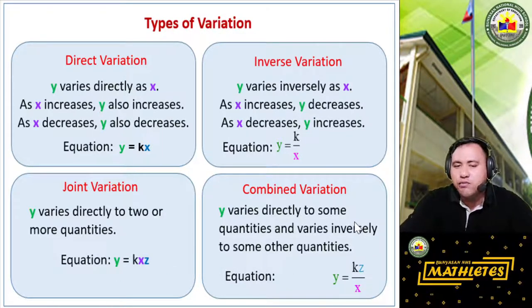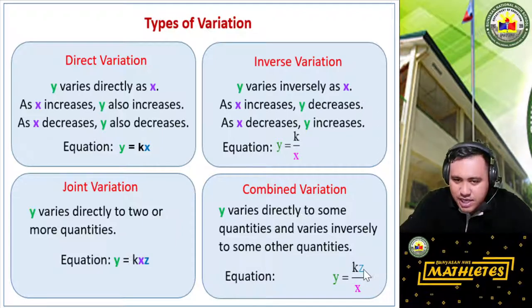Combined variation is a combination of direct and inverse. It involves more than two variables. Y varies directly to some quantities and varies inversely to some other quantities. For example, the equation is y is equal to kz over x. Here, z is directly related to y, but x is inversely related to y. Okay?